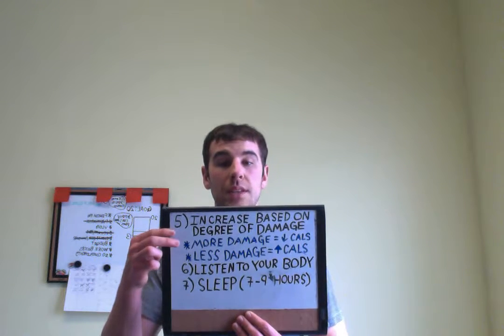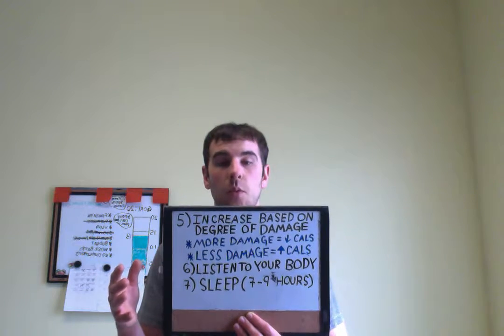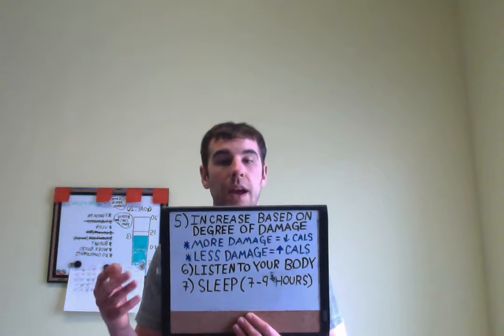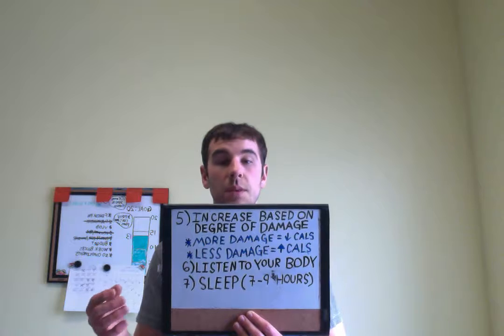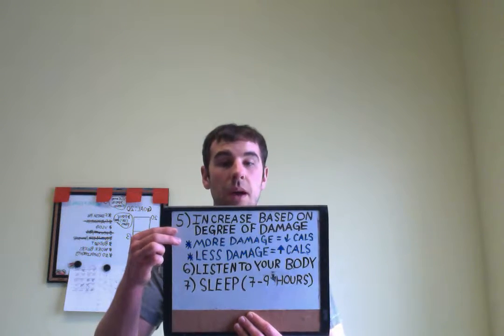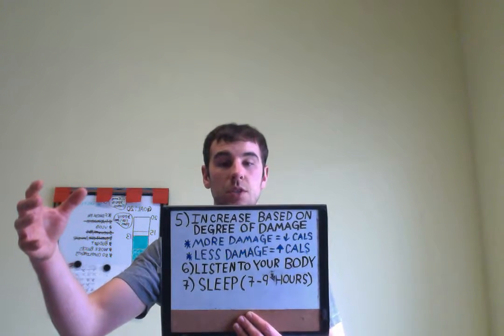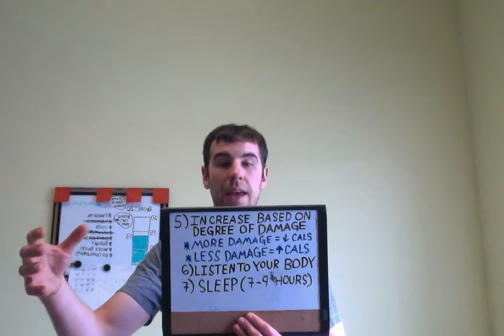And again, the majority of these calories should be coming from carbohydrates, some from saturated fat in the form of coconut oil, butter, fattier cuts of meat, or even something like egg yolks are all going to be good to go. So increase your calories based on the amount of damage that you've done. And keep in mind, we want to increase calories as much as we can without causing a significant fat gain.